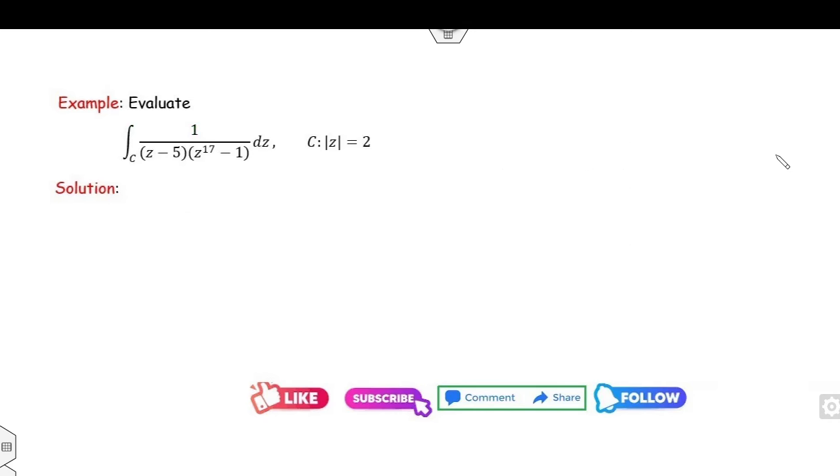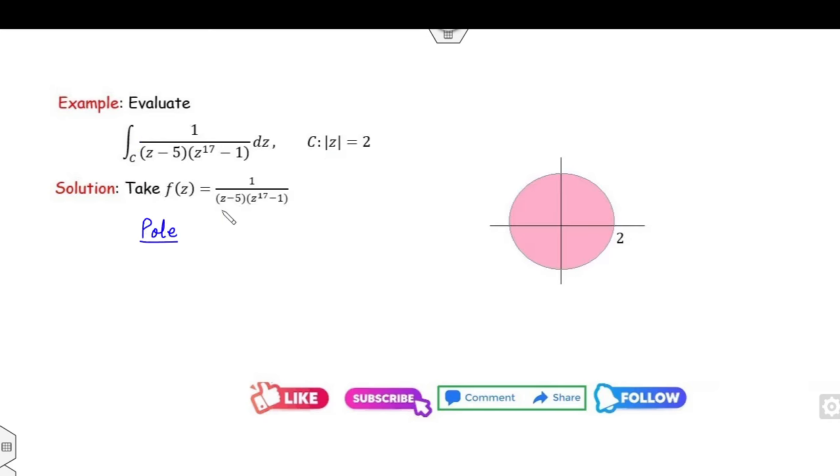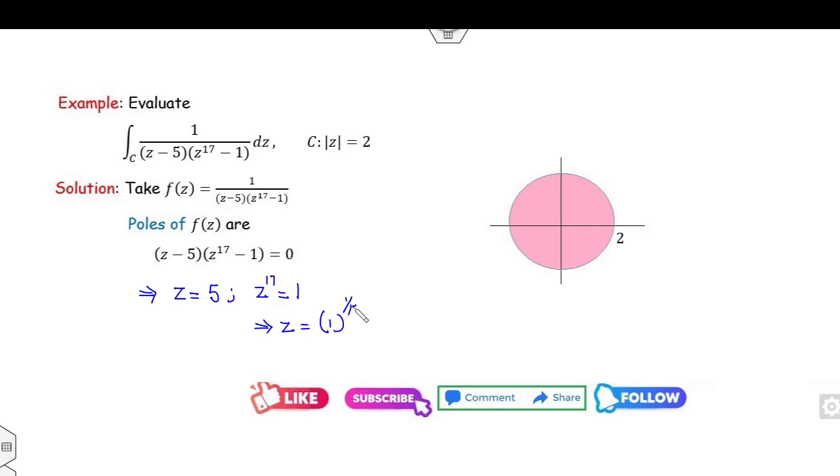Second example. Again, this is the curve and the given function is f(z). So first you can draw the curve. Can you find the poles? Poles mean setting the denominator part to 0. This implies z = 5 and z^17 = 1. What does it mean? That implies z = 1 raised to the power 1/17. Or you can say these are the 17th roots of unity.